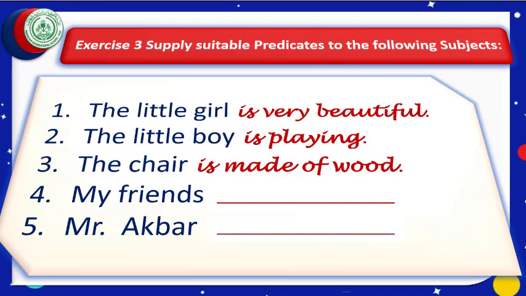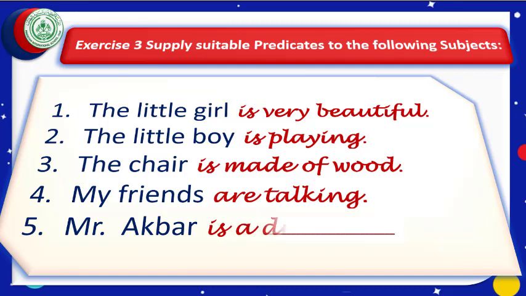Here you can see the subject is plural. My friends. This is plural subject. That is why we have to use here plural verb. My friends are talking. This is to take care, this is to care about. Singular subject, singular verb. Plural subject, plural verb. Let us move to the next.